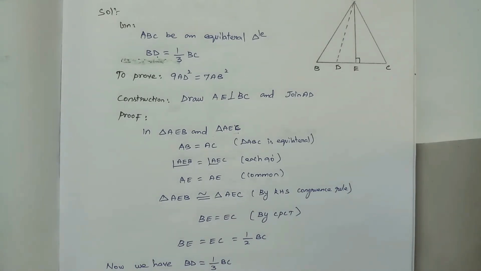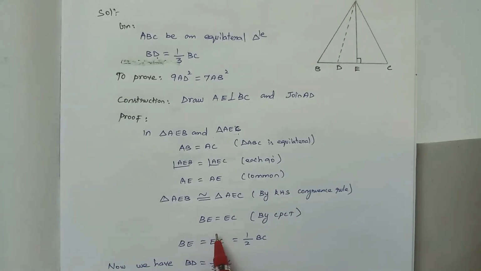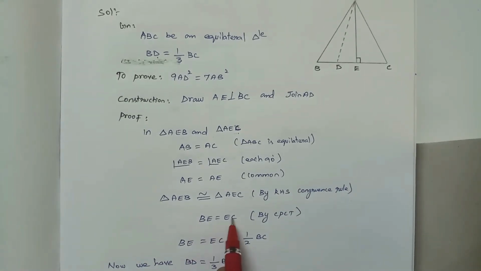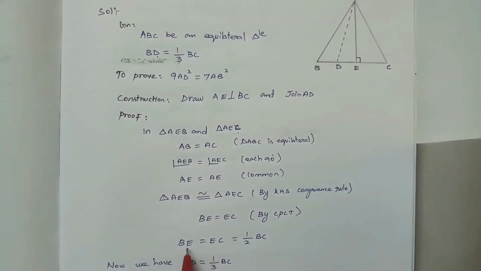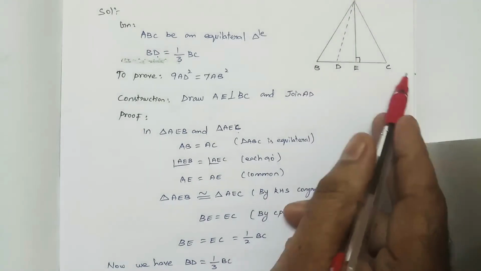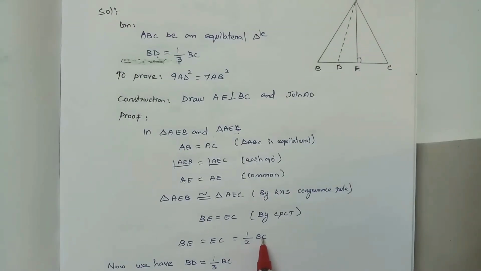So BE is equal to EC. Both will be equal. I'm just writing it in terms of BC. So BE is equal to EC is equal to half of BC. BE or EC will be half of BC.